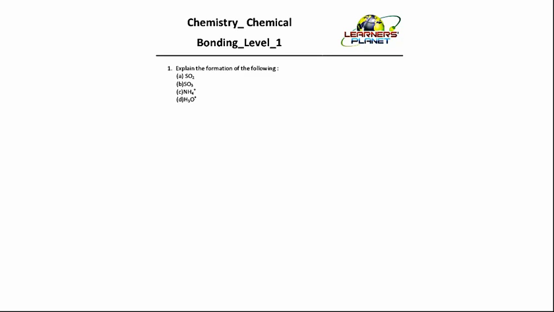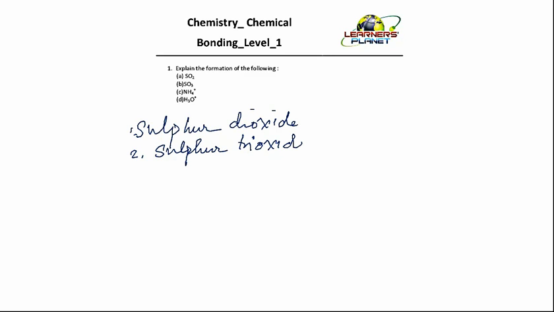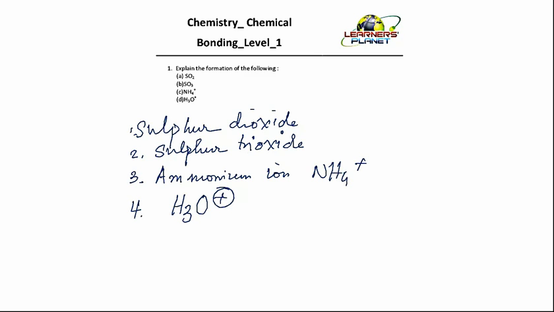So the first question of the day is, explain the formation of these four molecules. The molecules given are sulfur dioxide, sulfur trioxide, ammonium ion, and hydronium ion. So this is H3O plus, this is NH4 plus, this is SO3, and this is SO2. Now we shall be drawing the structures of each of them, and side by side we shall be explaining the formation of these particular structures.